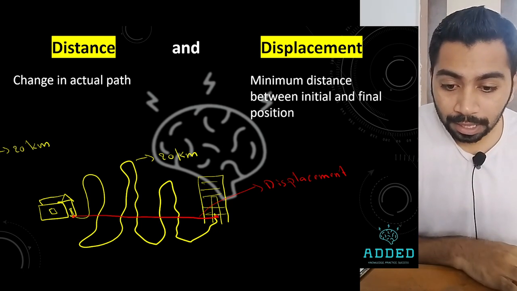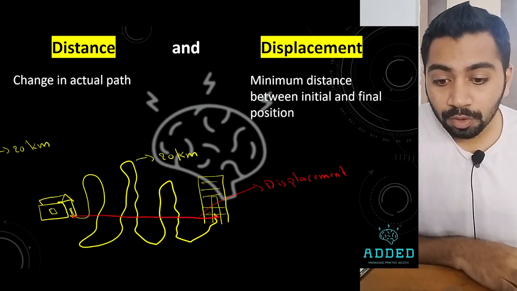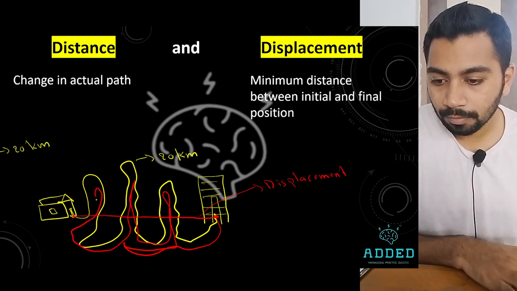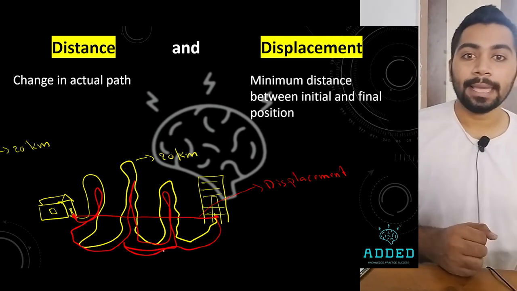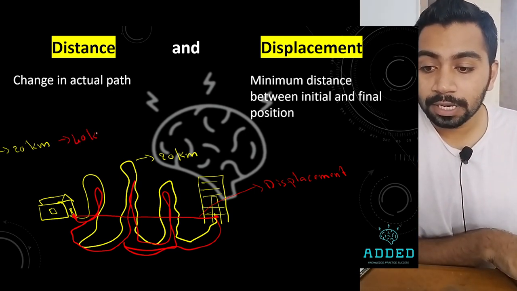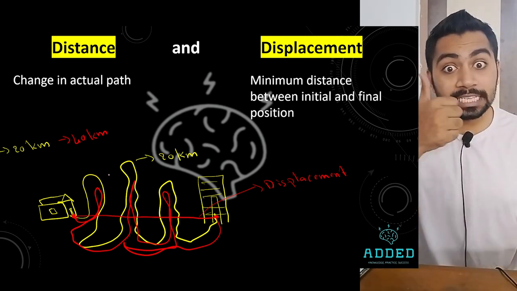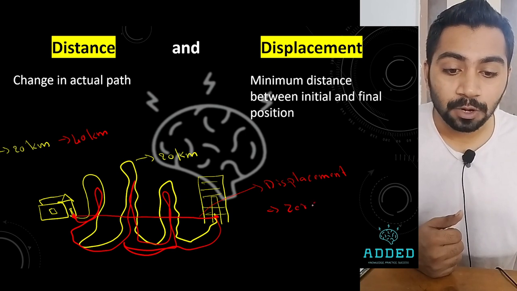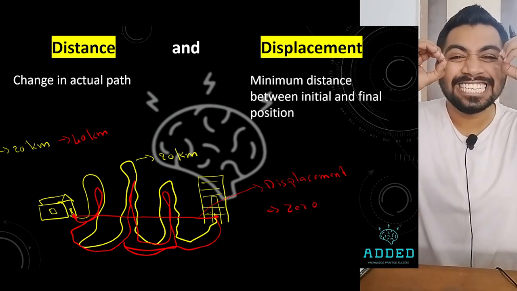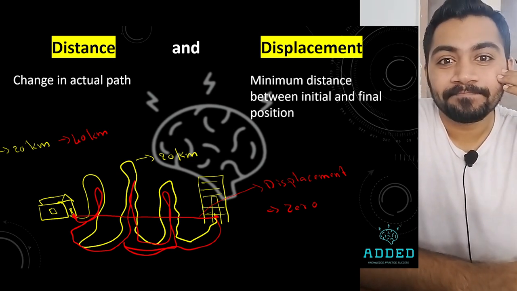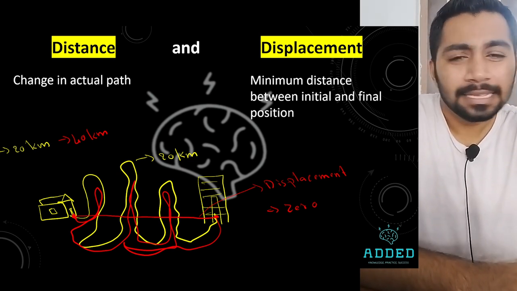Now one more thing. If you go in the evening from your school to your home again, now distance becomes 40 kilometers, but displacement becomes zero. Displacement becomes zero. Beautiful. See, very simple.